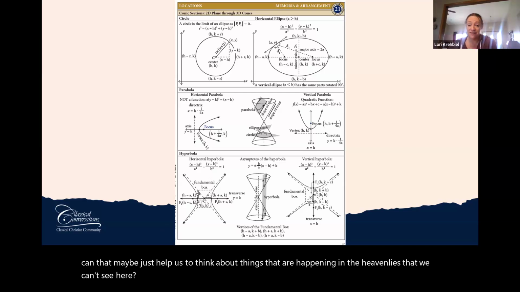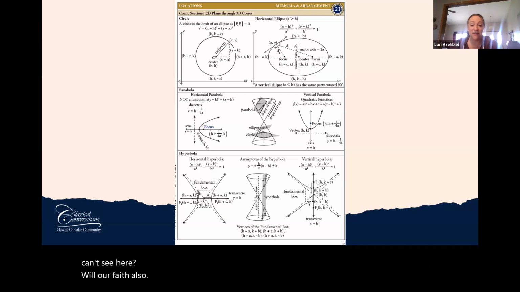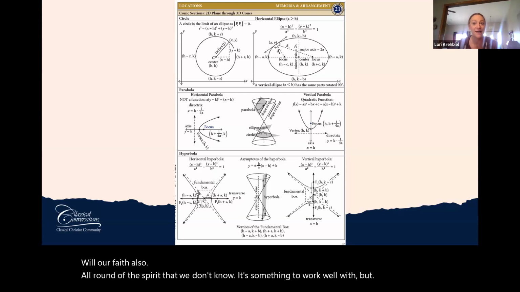Well, our faith tells us that there are other dimensions, the unseen that we can't see. And one of my connections was back to the numbers being like that whole realm of the spirit that we don't know. Some things work well with, but it's like, that's them.